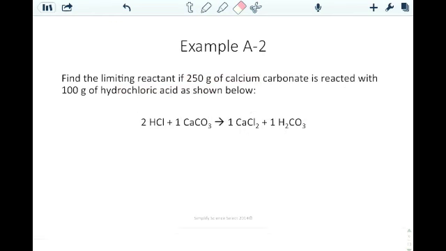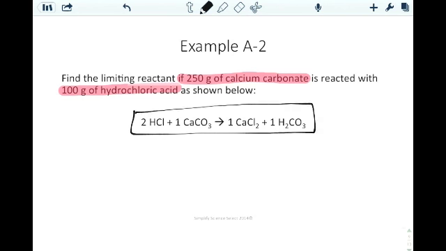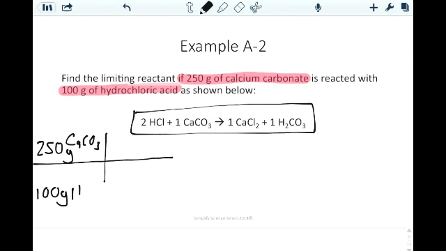Look at example A2. It says find the limiting reactant if 250 grams of calcium carbonate is reacted with 100 grams of hydrochloric acid. So we're trying to find the limiting reactant. First thing we do is we already have the balanced chemical equation, so we can go ahead and start with the number that it gives us. So it gives us 250 grams of our calcium carbonate, so our CaCO3. Set that up, and then it gives us 100 grams of our HCl.